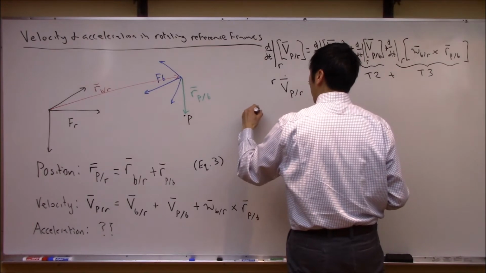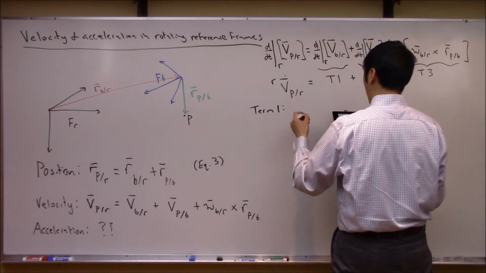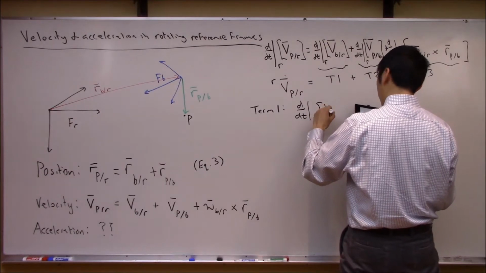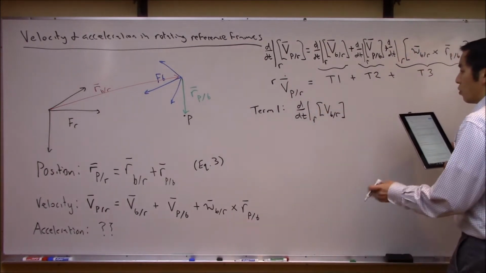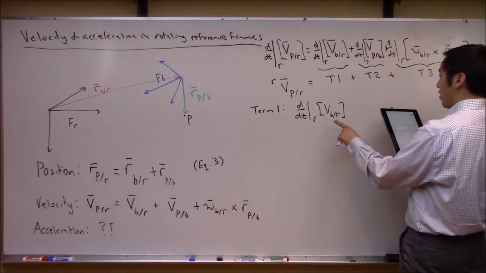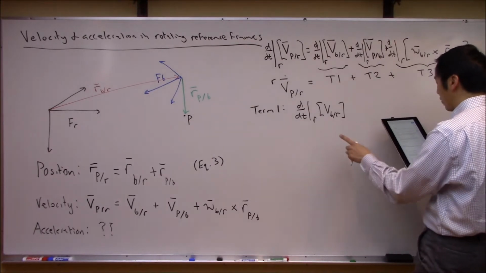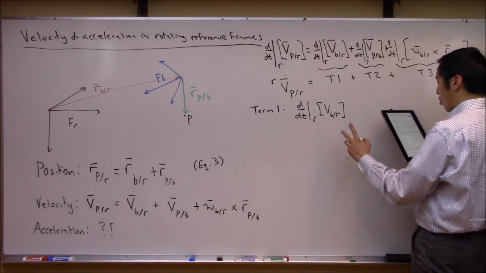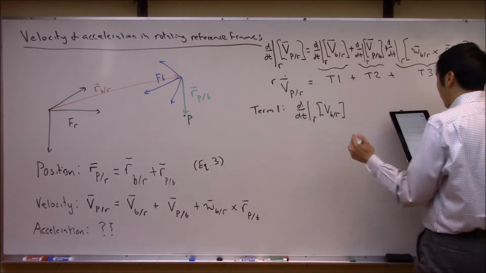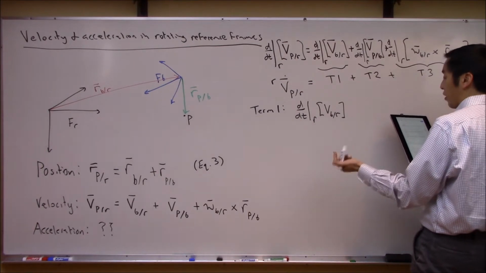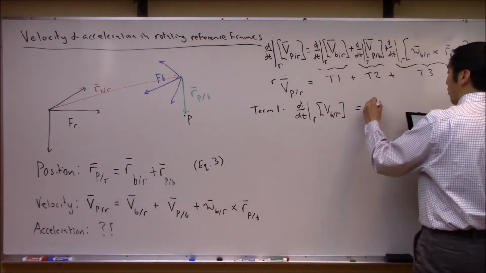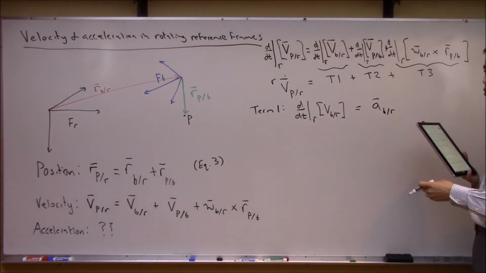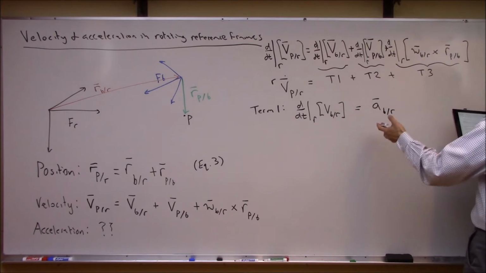So let's start with term 1. Just to refresh your memory, I need to figure out what is d/dt with respect to R of V B with respect to R. Since V B with respect to R is the translational velocity of frame B relative to frame R, we're now looking at how that changes as we look at it from frame R. If we take the derivative once more with respect to frame R, we simply obtain the acceleration of frame B relative to frame R, a B with respect to R. This is the translational acceleration of the two frames away from each other that doesn't involve any rotation. So great, we're done with term 1.